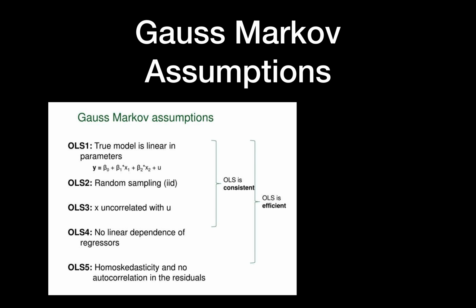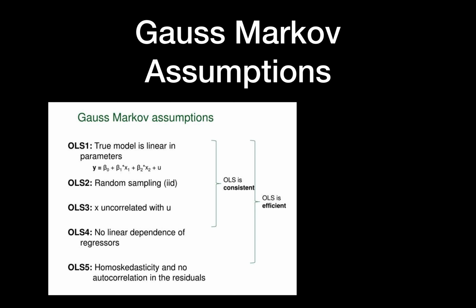But just before we go on to that, I'm going to do a quick interlude on the Gauss-Markov assumptions. So the 5 Gauss-Markov assumptions are, I'm not going to say them, but essentially the one that we could see, spoiler alert, OLS 5 at the bottom, is being violated. There is homoscedasticity and no autocorrelation in the residuals.